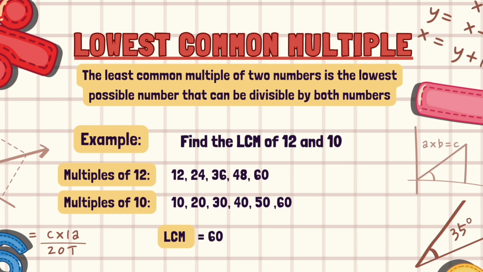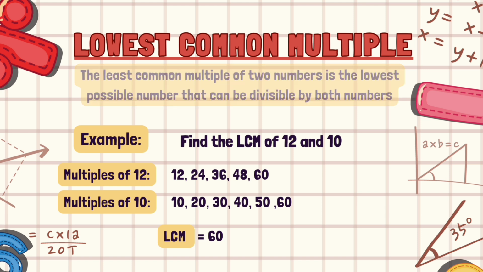First, we will find out the multiples of 12 and then we'll write down the multiples of 10. Now, we will find out what is the lowest common number between both the numbers here. As you can see, 60 is the lowest common multiple between 12 and 10. This shows that 60 is the least common multiple which is fully divisible by 12 and 10.